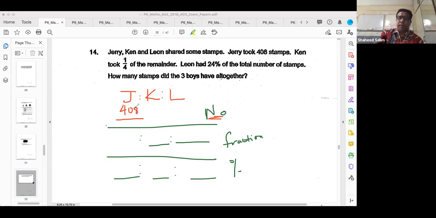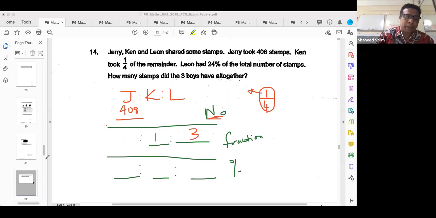Okay. Now, for this one now, down here, Ken took 1/4 of the remainder. So 1/4 of the remainder, one quarter goes to Ken. So can I put Ken on here 1? Then Leon got how many? Ken got 1/4. Leon must have 3/4. Good, 3. So far okay or not?